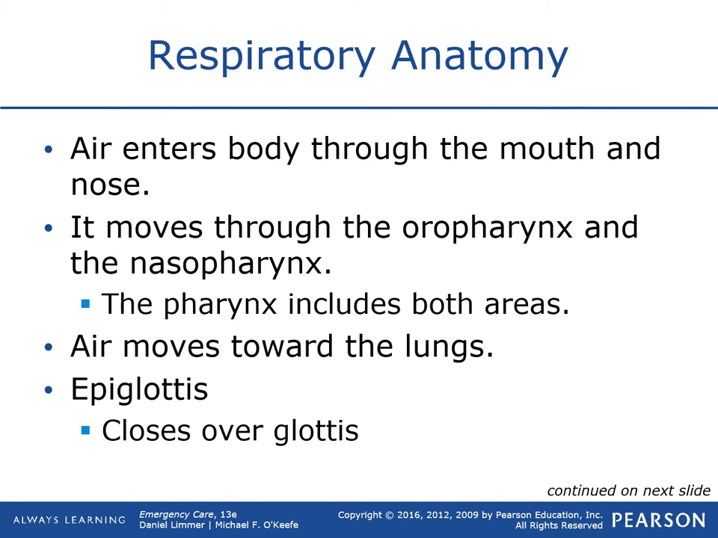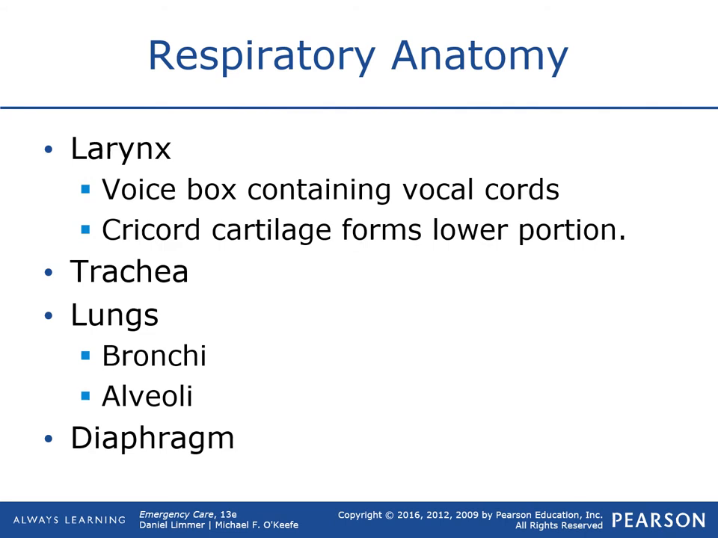Air then goes towards the lungs, and then it goes through the epiglottis, which is a little leaf-like structure. It's a flap, and it closes over the glottis. The glottis is your entrance to your trachea. And the function of the epiglottis is to make sure that you don't choke. If you swallow, your epiglottis is going to slam shut and cover the glottis completely. That way, food or drink will go down your esophagus, and it shouldn't be going down your trachea. So that's the function of the epiglottis.